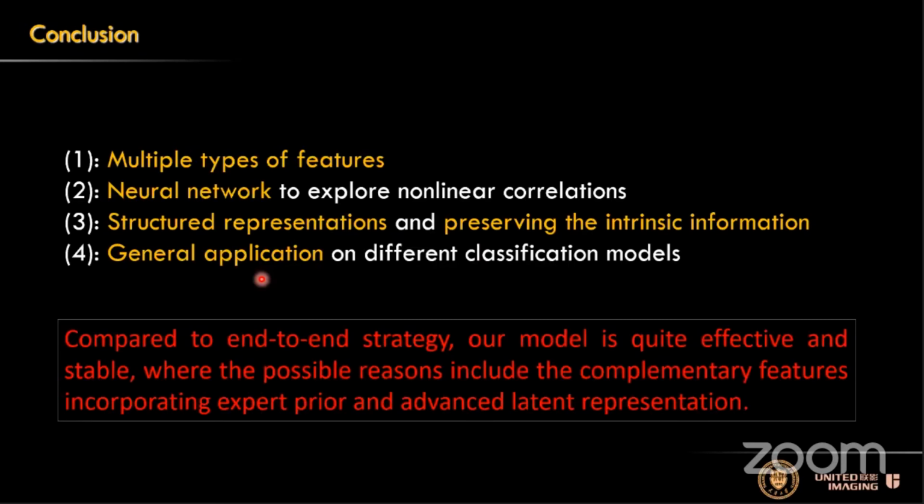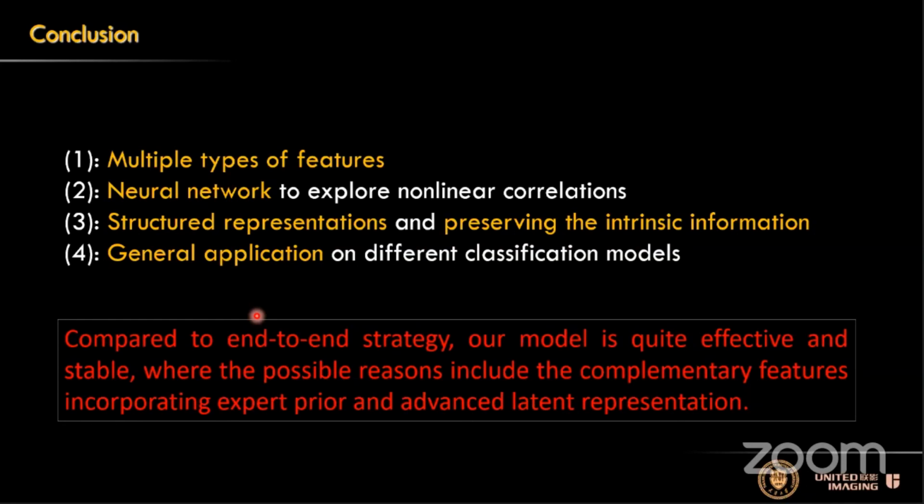So this is the conclusion. Firstly, we can find that multiple types of features are really effective and necessary. Secondly, neural networks are very effective at exploring the general, nonlinear correlation between the latent representation and the class ground truth. The third one is that the structured representation and preserving the intrinsic information, which we call completeness, are very important. They can jointly enhance the generalization ability of our model.